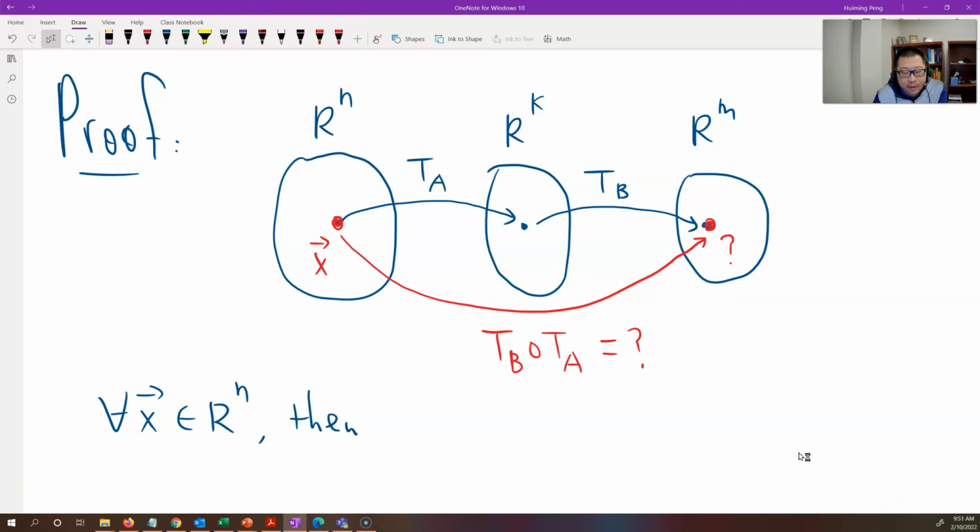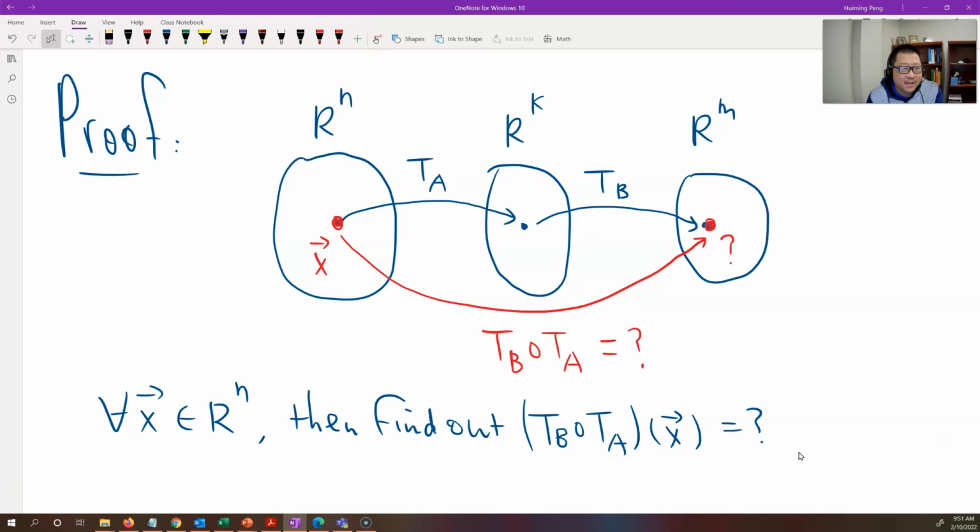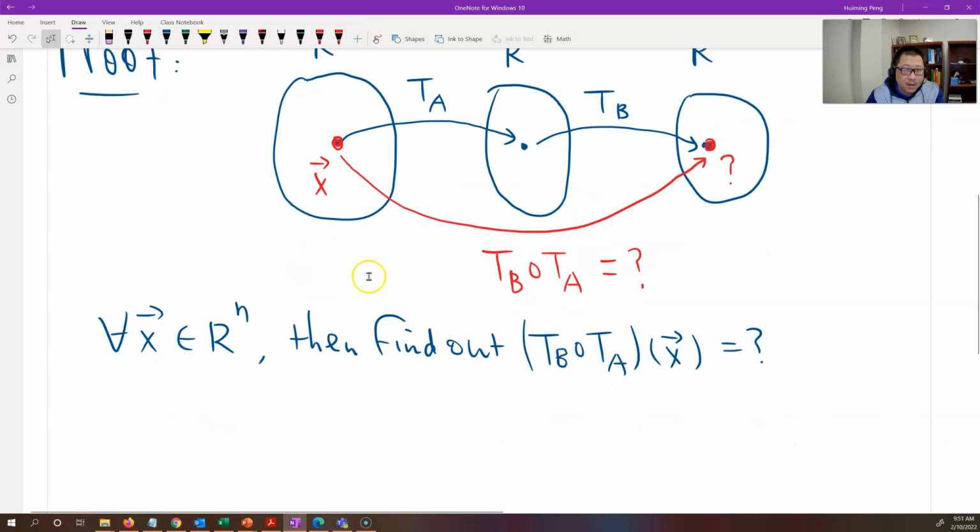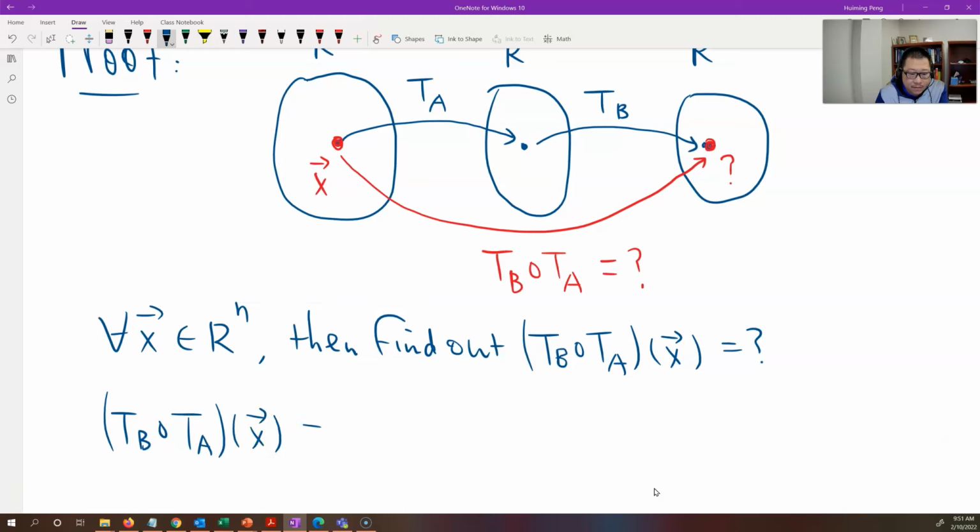we can find out what the image of TB circle TA at X equals. That's our purpose. So let's go. Let's move on. By definition, TB circle TA at X.